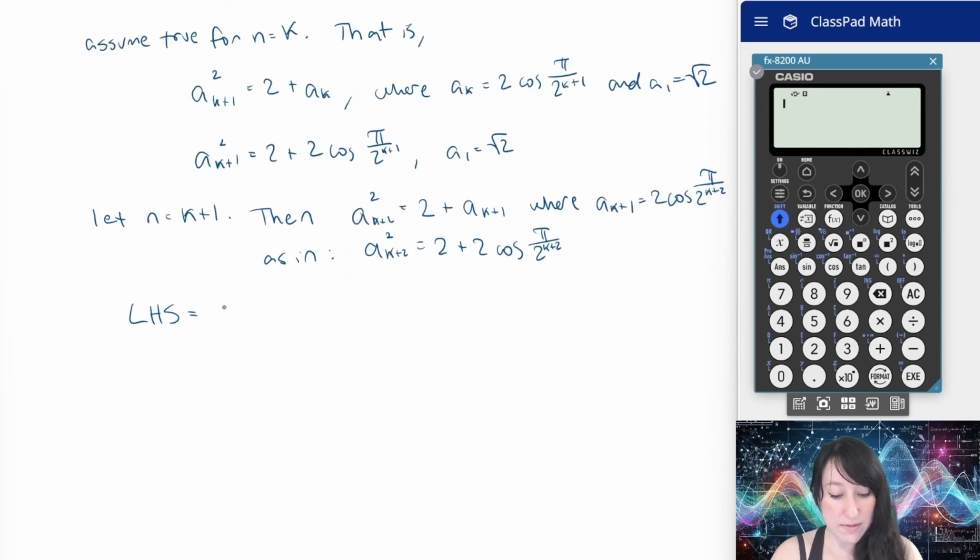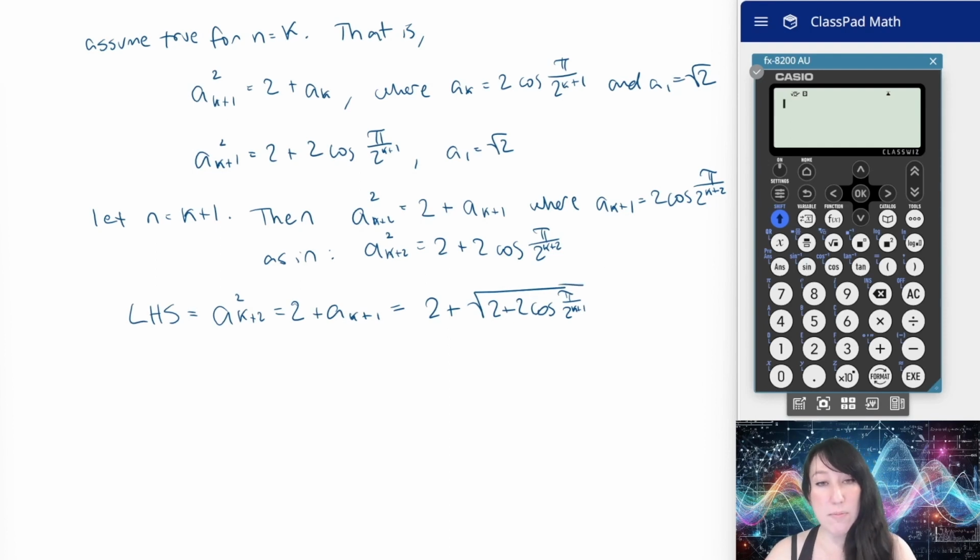So our left-hand side, a k plus 2 squared, by the definition of the relation, is equal to 2 plus a k plus 1. Now, according to our assumption, that would equal 2 plus, now in our assumption, a k plus 1 is squared, so I'll have to write the square root of 2 plus 2 cosine of pi over 2 to the k plus 1. Maybe what's inside that square root reminds you a little bit of the double angle identities for cosine. So let's take a look.